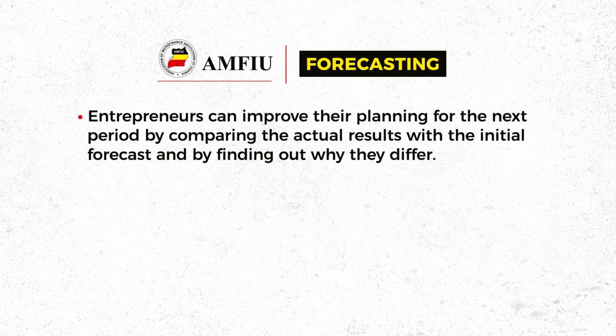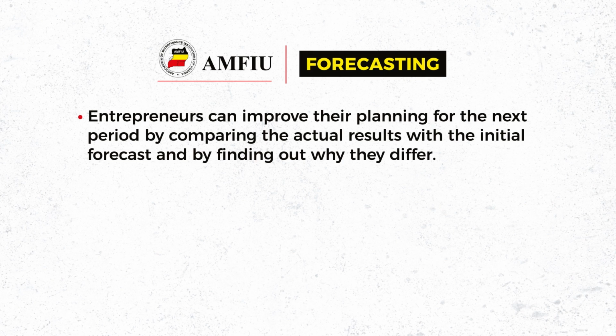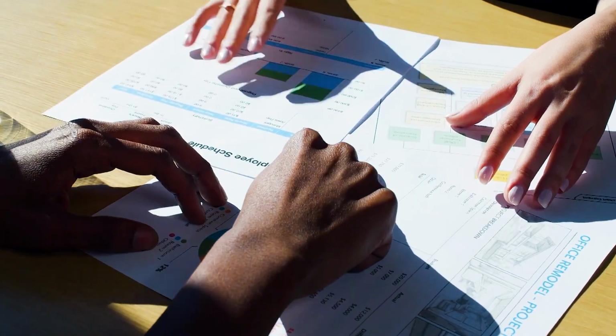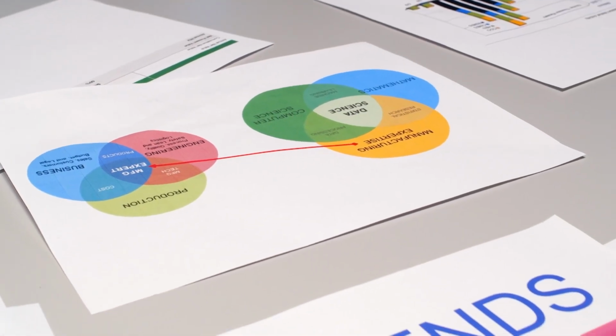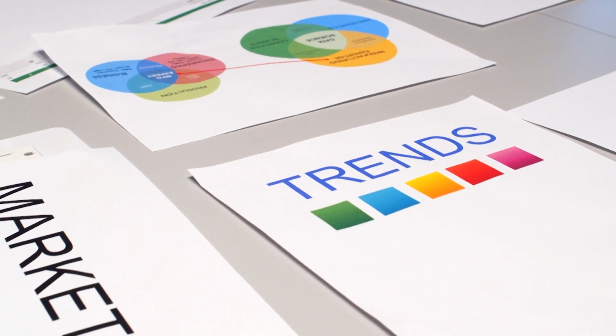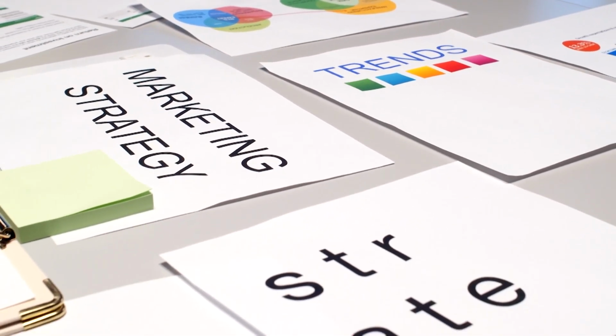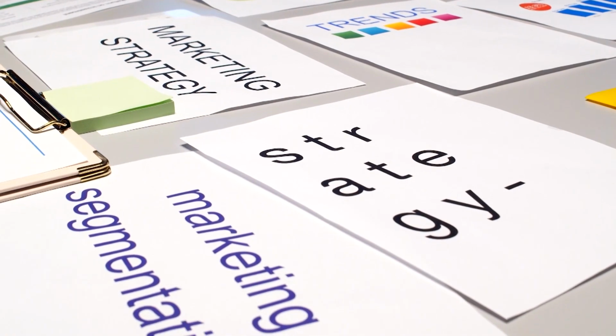Entrepreneurs can improve forecasting by planning and comparing actual results with the initial forecasts, and by finding out why the two differ. What we mean here is, if in the past you have done a forecast and you have gone through the period, it is important for you to go back to your forecast figures and the actual figures, so that you can find out reasons why they differ, whether they are higher or lower, and this will inform you to make a better forecast the coming period.